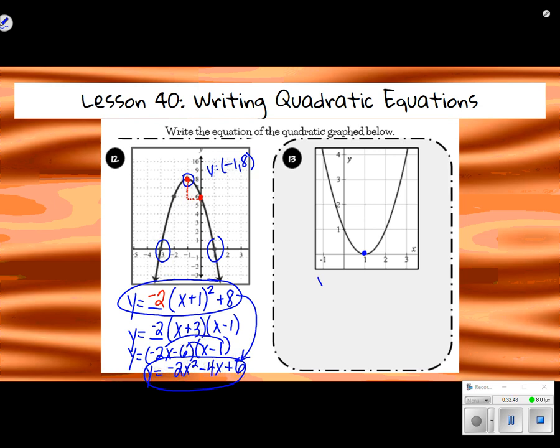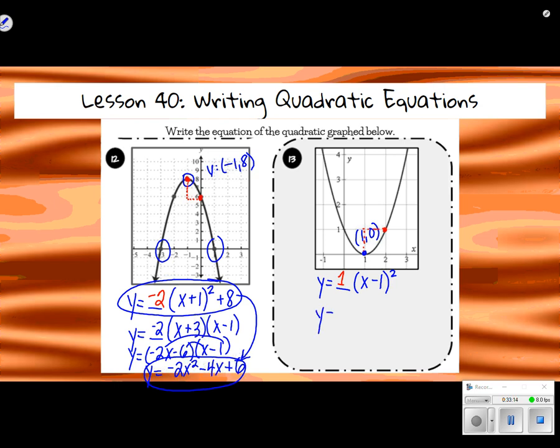So that would mean that y equals (x minus 1) squared, and it's (1, 0). So plus 0, but I don't really need to write that. Let's look at our a value. We're going to go up 1, right 1, so that's going to be an a of 1. So we could just write that as y equals (x minus 1) squared, which would also be the zeros portion.